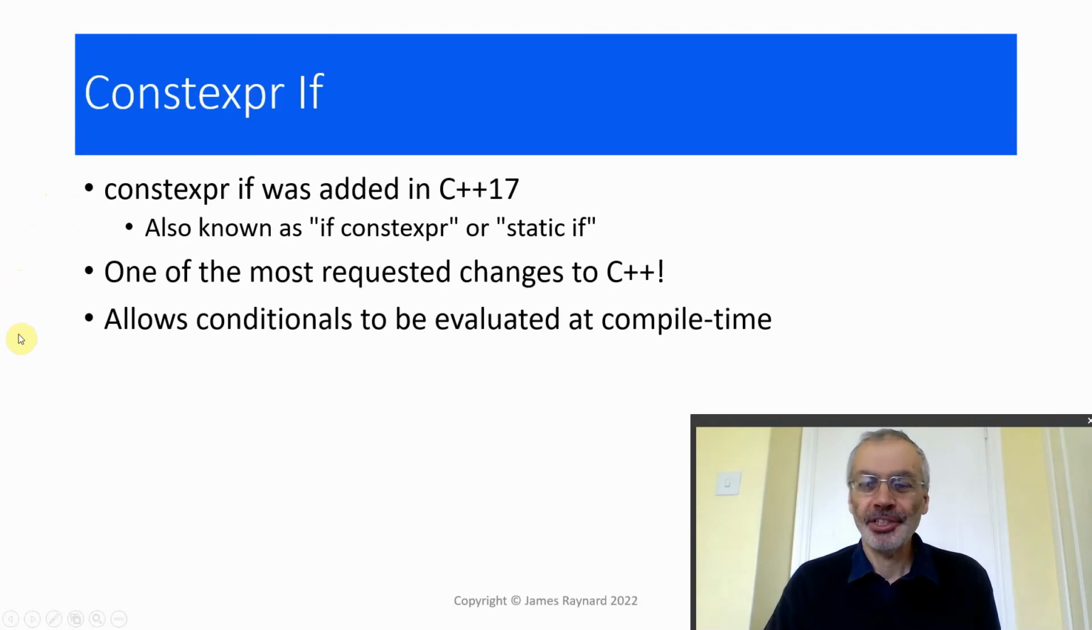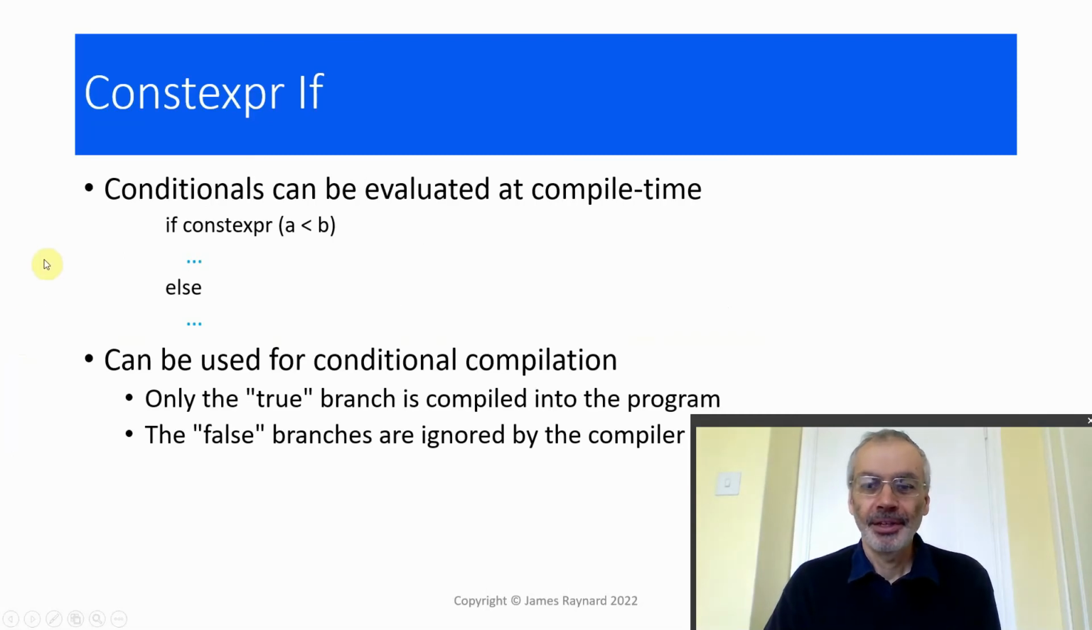As the name suggests, Constexpr If allows conditionals to be evaluated at compile time, as opposed to the plain if statement, which is evaluated while the program is running. So this allows us to write expressions like this: if Constexpr a less than b, and provided that a and b are constant expressions, this will be evaluated at compile time.